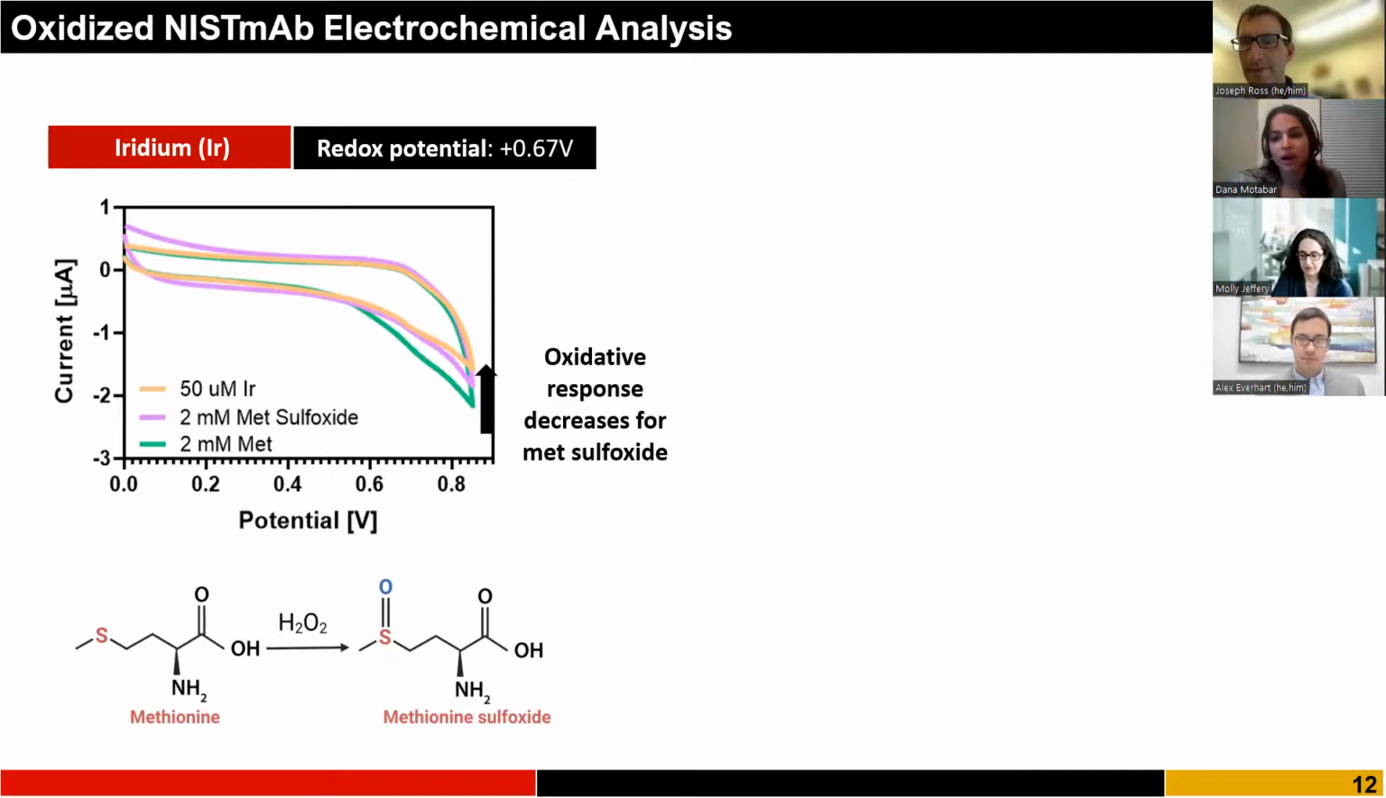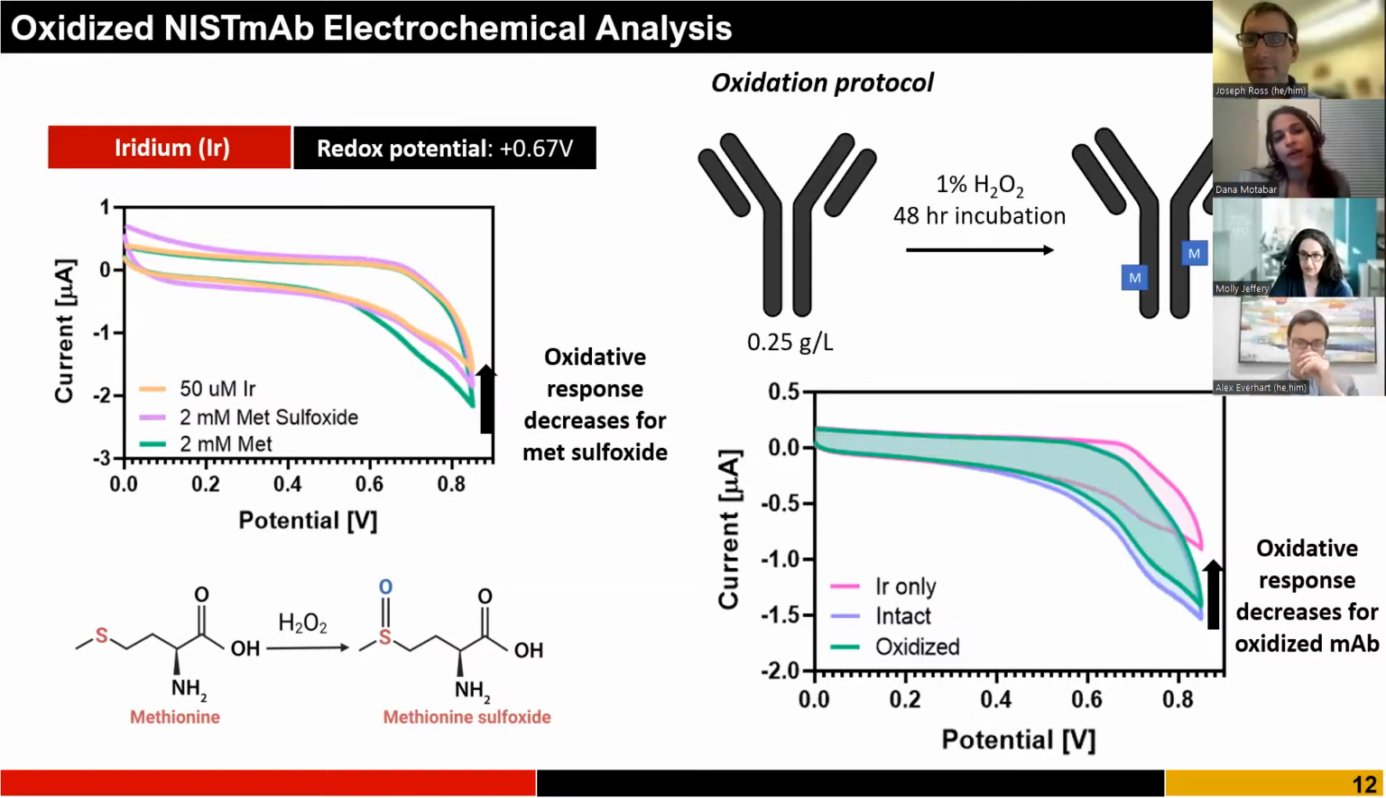Then when methionine is oxidized and becomes methionine sulfoxide, there's a decrease in the response, and it becomes more similar to that of the control. And that's shown in purple. And basically, it shows that our approach is sensitive to methionine residues, and it forms the basis for our oxidized method. So on the right here, quickly, we're just showing the oxidation protocol.